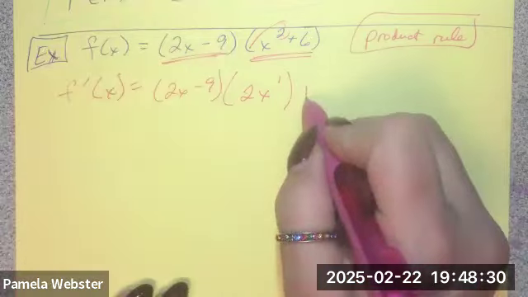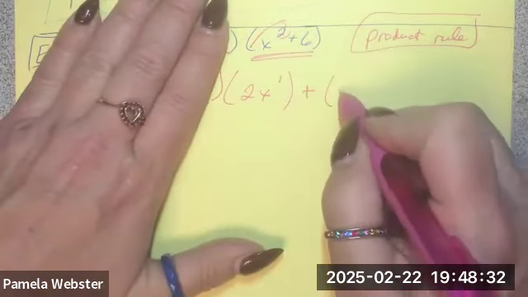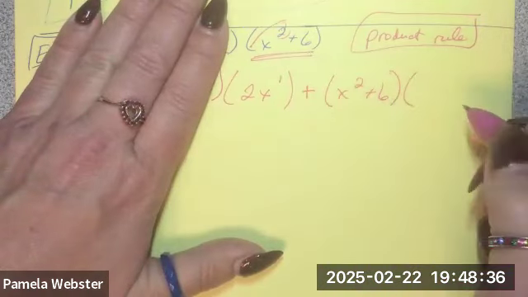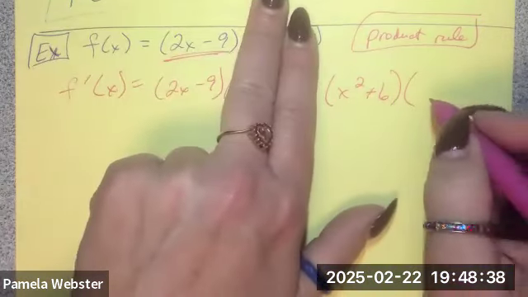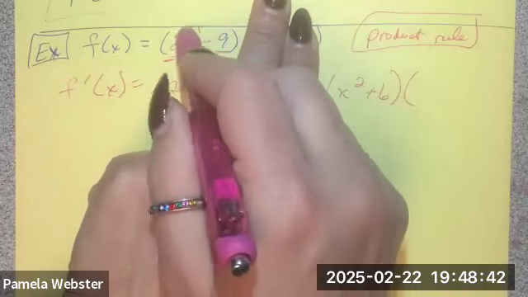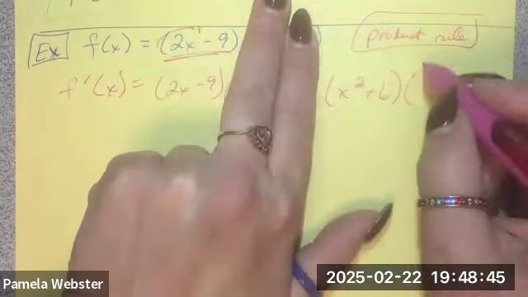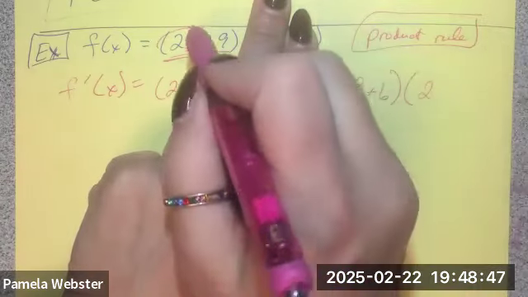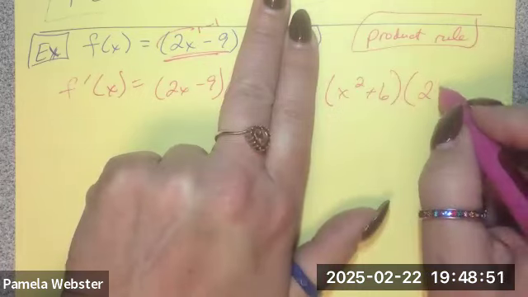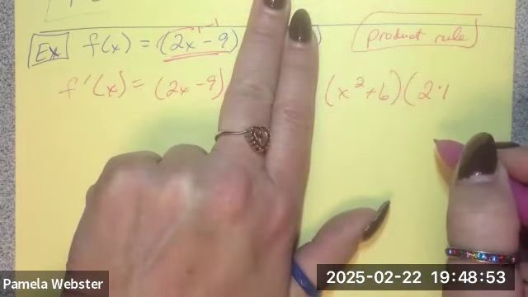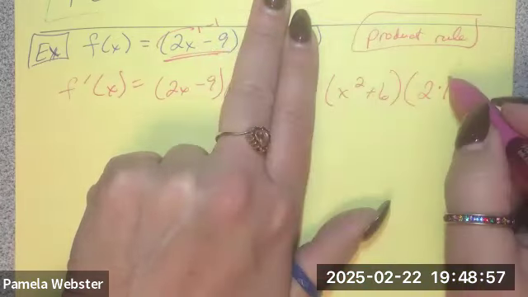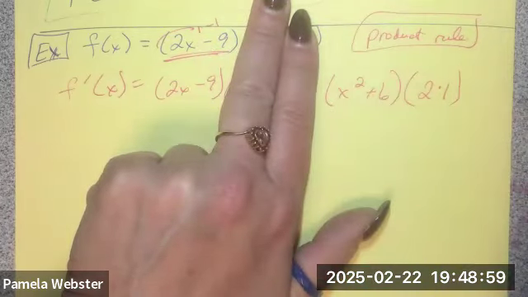Plus the second guy, just the way he is, x squared plus 6 times the derivative of the first guy. Well, what's that? It's really a 1 up here. Pull that 1 down. 1 times 2 is 2. X to the 1 minus 1 is 0. So that's 2 times 1, right? Derivative of negative 9, that's a constant. So it's a 0, right?